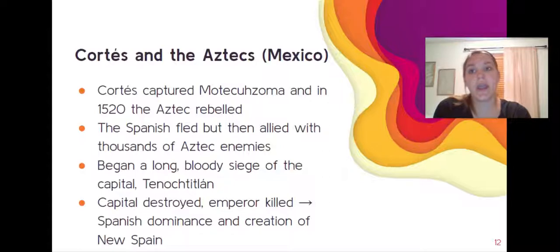And this is where La Malinche is going to really be useful in helping the Spanish to ally with some of the outer groups in the region that were also being subjugated by the Aztec. So eventually, Cortes is going to launch a full-scale siege on the capital. It will be destroyed. The Emperor Moctezuma is going to be killed, and this is what really begins Spanish dominance and the creation of New Spain.